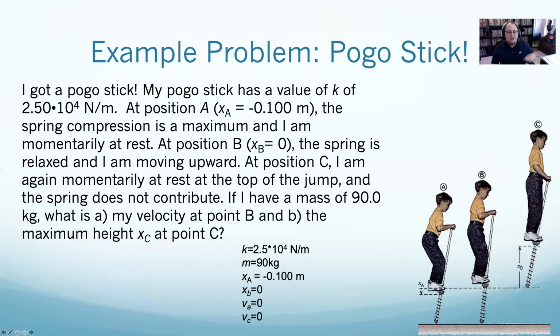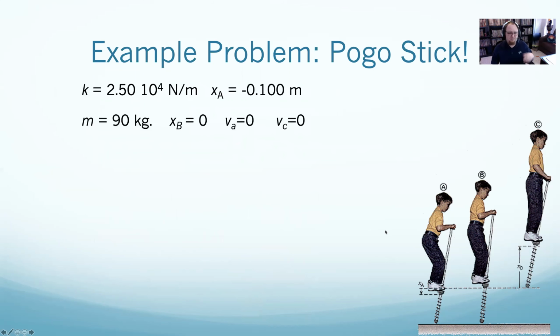Anyways, I asked for two things. What's my velocity at B and what's my height at C? And I can solve this. What I'm going to do is get rid of all the text and just keep those notes. I can say at all points my energy is the same.